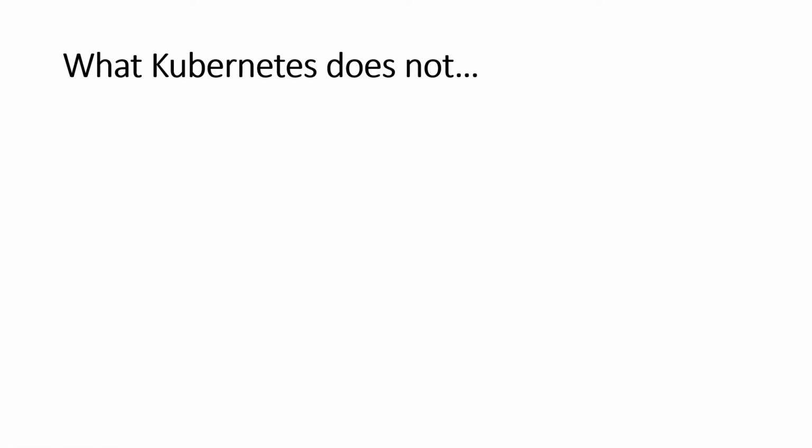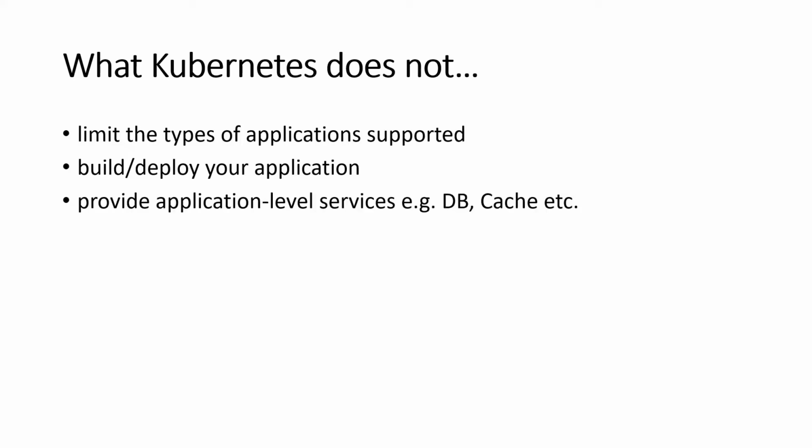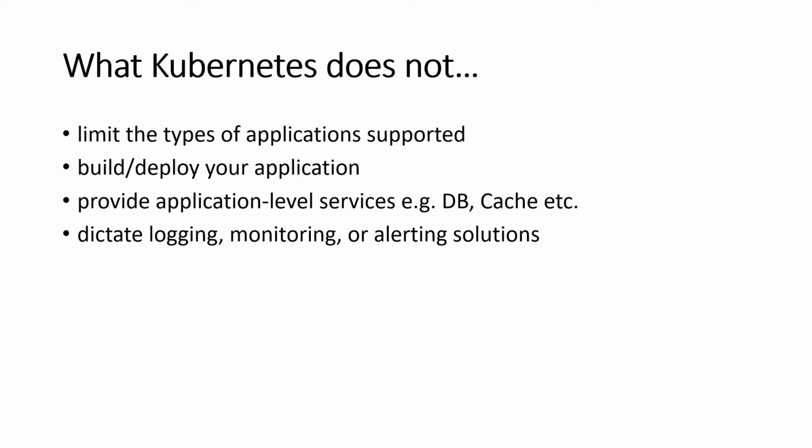Now let's look at some of the things that Kubernetes does not do. It does not limit the types of applications supported. If an application can run in a container, then it can run on Kubernetes. It does not build or deploy your application. That should be taken care of by your organization's preferred CI/CD workflows. It does not provide application level services like database, cache, etc. It does not dictate logging, monitoring, and alerting solutions. You are free to choose any third party tools for these as per the application requirements.